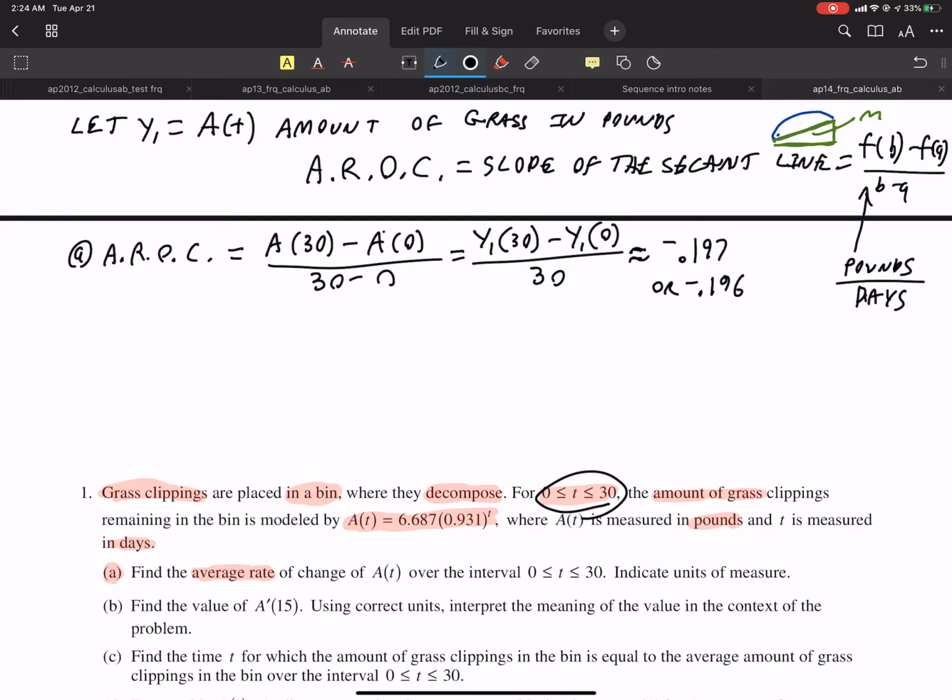And if you move on to the next problem, you are a sad person because it asks for units of measure. So we need to add the units of measure. If you look at the top, A is the amount of grass. That's going to be pounds.